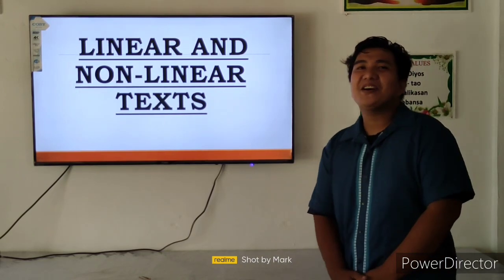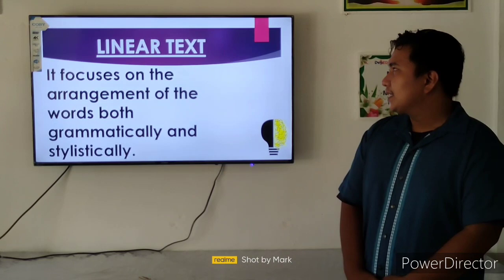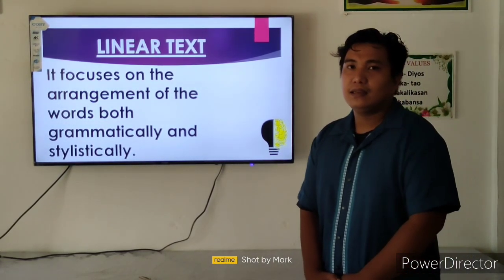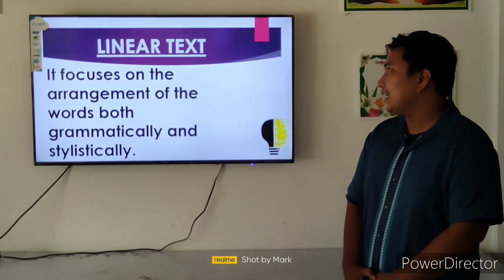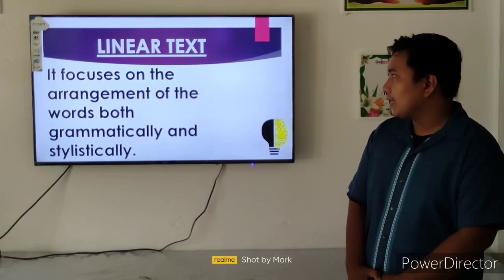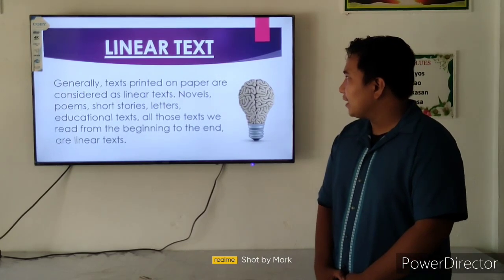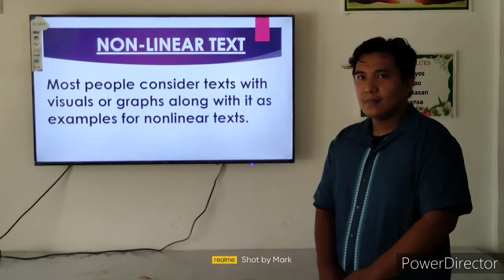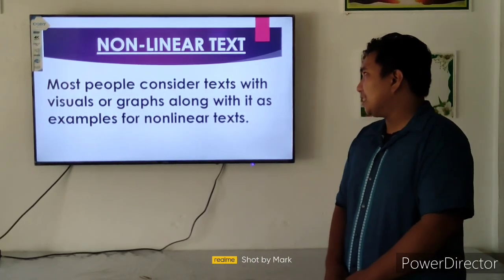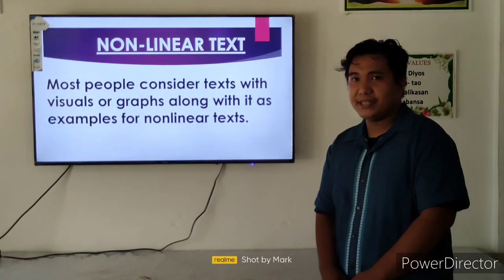Okay, so now we're going to discuss linear and nonlinear text. The learners should be familiarized with the meaning or definition of linear text. The definition is that it focuses on the arrangement of words both grammatically and syntactically. Nonlinear text: most people consider text with visuals or graphs along with it an example of nonlinear text.